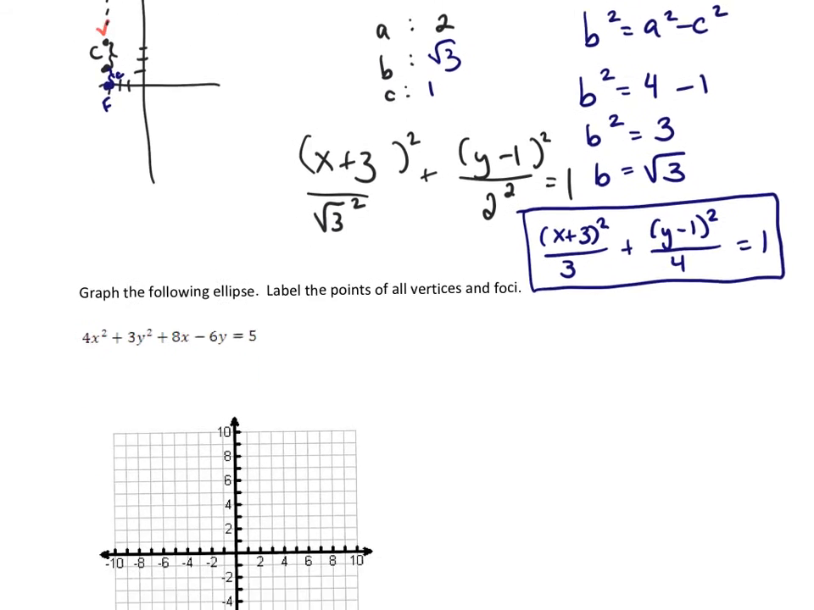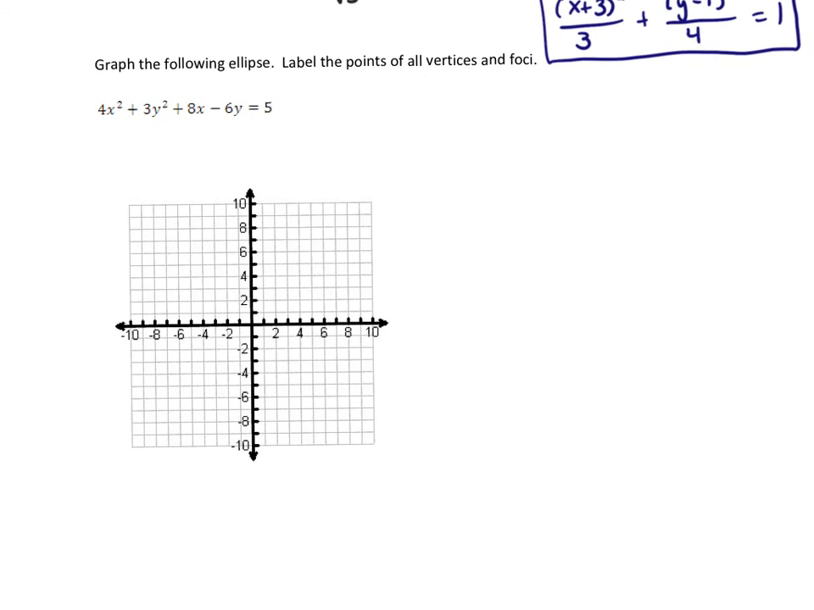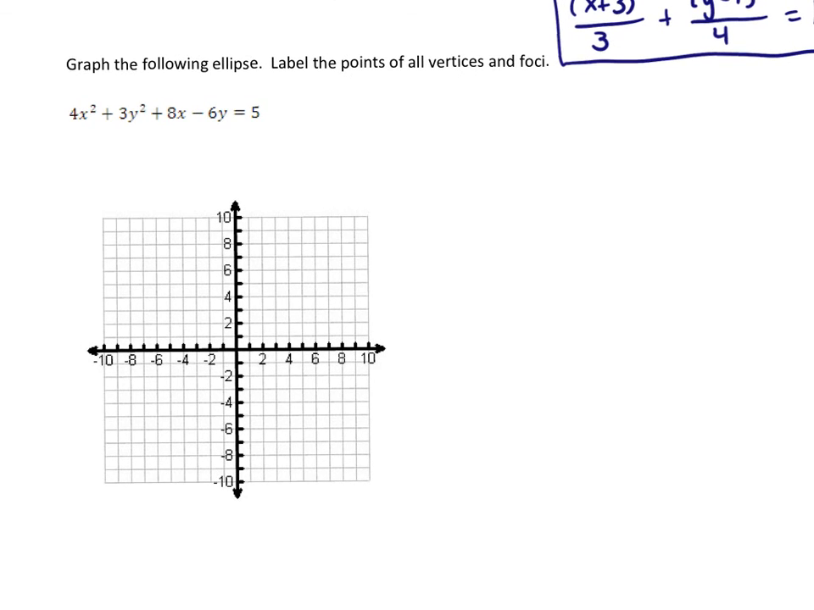So let's look at this last one. Now this last one is an interesting one because: graph the following ellipse, 4x squared plus 3y squared plus 8x minus 6y equals 5. This looks totally different than what we've had before. So what we're going to have to do is use the same techniques we use for circles and for parabolas and try to complete the square to get this in a more standard form.